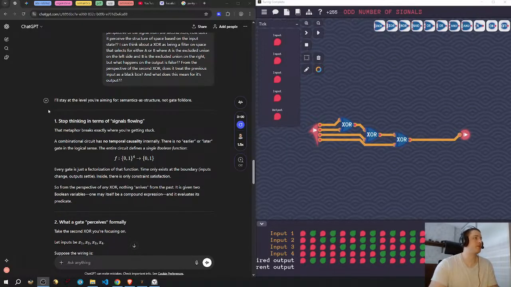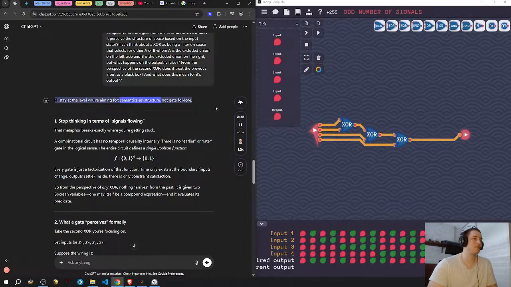I think it doesn't understand the place I'm coming from, but it's coming from a different angle. I want to understand what it's saying exactly. Not sure if it's saying that the gate, like this circuit's gonna find if it is an odd or even signal.